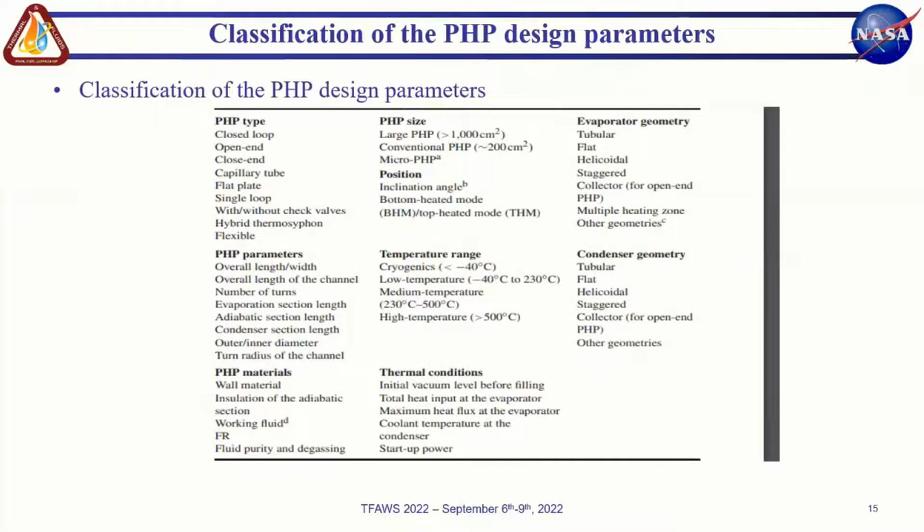Thanks. These are the basic design parameters in OSP types, whether closed loop or otherwise. The parameters are temperature range, thermal conduction, evaporator geometry, and condenser geometry.